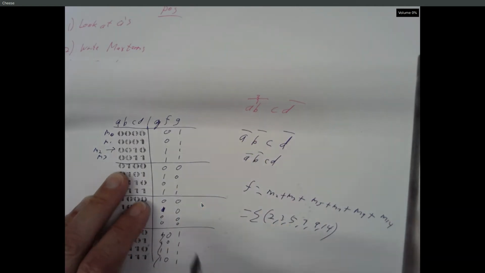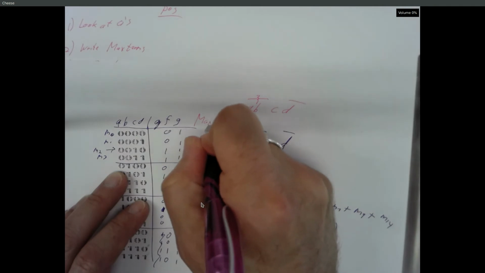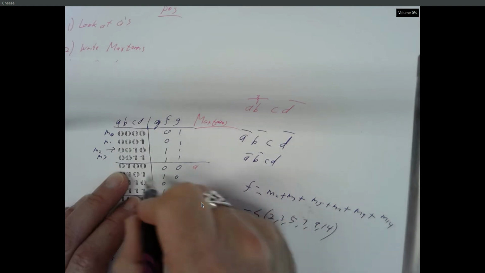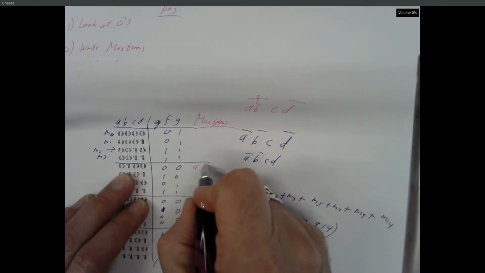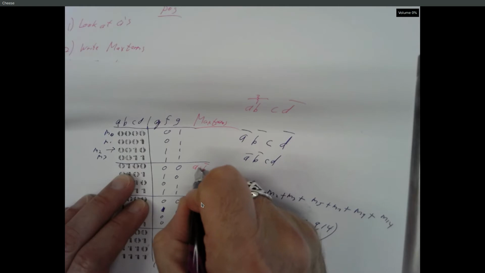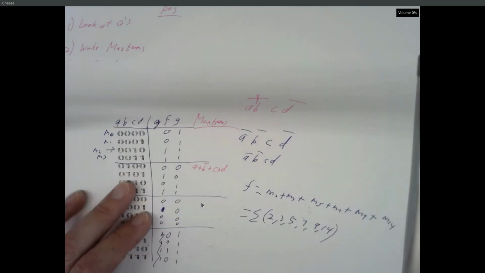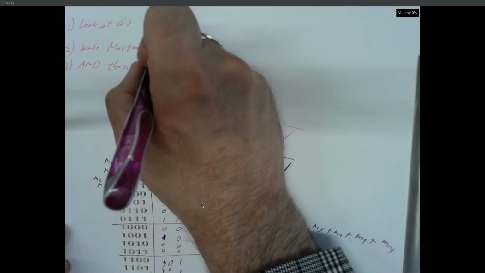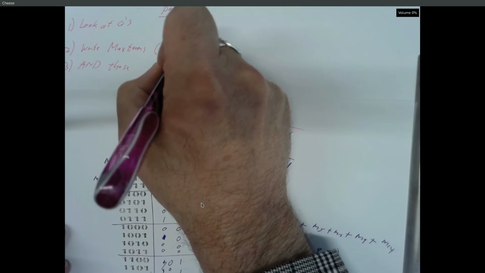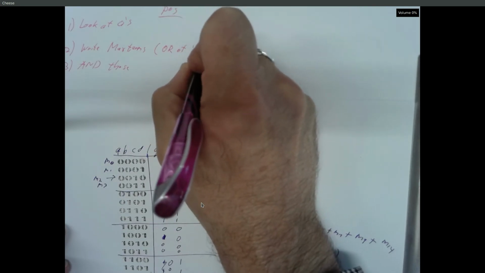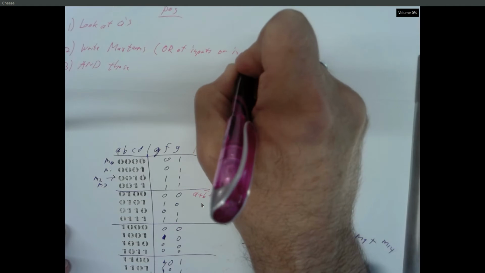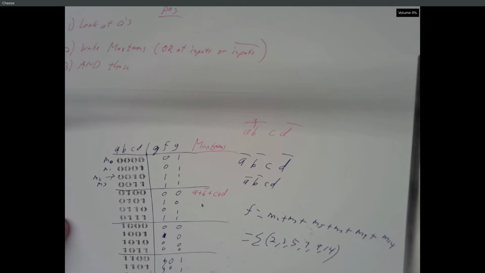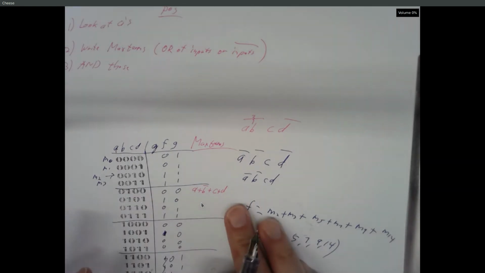If there's a 0, so max terms, if there's a 0, we write the variable without a bar. If there's a 1, we write with the bar. And we're ORing these together. So the max term is the OR of either the inputs or the inputs with a bar on top. And when we've got all of these terms, we AND them together.